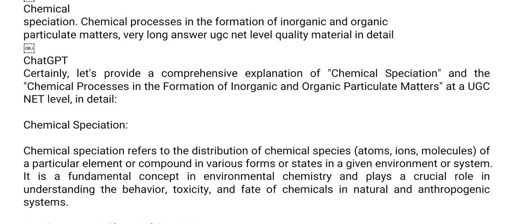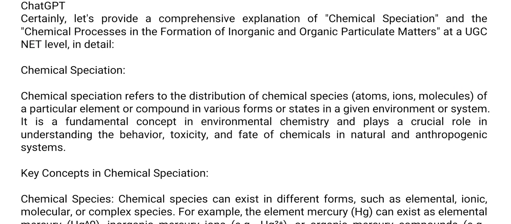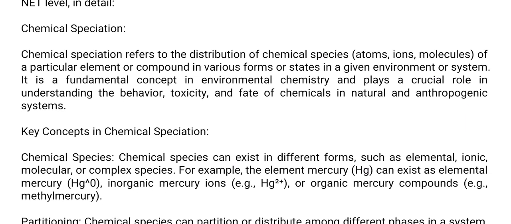Chemical speciation and chemical processes in the formation of inorganic and organic particulate matter. Chemical speciation refers to the distribution of chemical species, atoms, ions, molecules of a particular element or compound in various forms or states in a given environment or ecosystem. So, it is a fundamental concept in environmental chemistry and plays a crucial role in understanding the behavior, toxicity, and fate of chemicals in natural and anthropogenic systems.